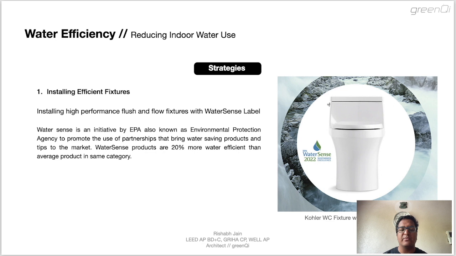By just installing efficient water fixtures, your project can bring about a great impact when seen in culmination over the span of the building's life. For example, instead of using 100 liters a day, if you can do the same activity in 80 liters a day, by the end of the year you would have saved 7,000 liters of potable water. Isn't that something great?